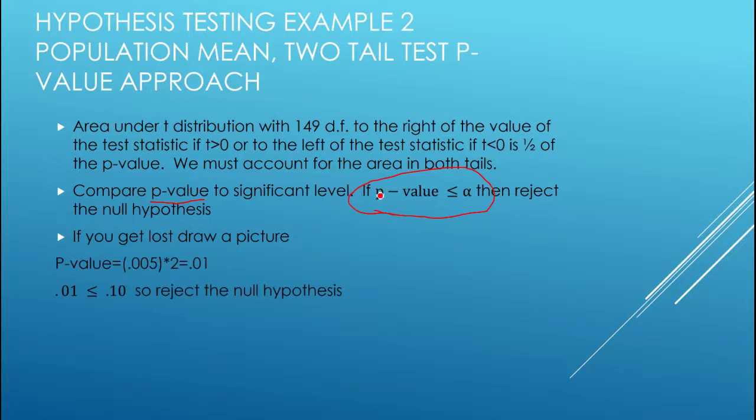But the p-value that we calculated in our right tail test was 0.005. You may recall that that was the area that's to the right of the value of our test statistic. We looked that value up in a t-table. In this case, we have to account for both tails, so I double it to get my p-value. So the answer is 0.01. That's my p-value. Since 0.01 is less than 0.1, 1% is less than 10%, I will reject the null hypothesis.